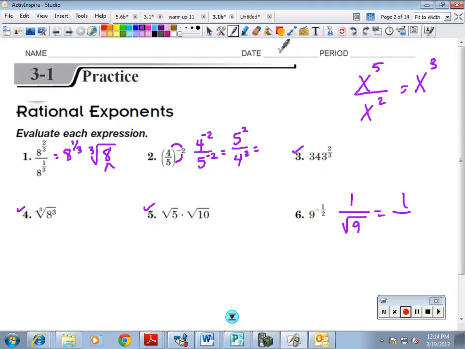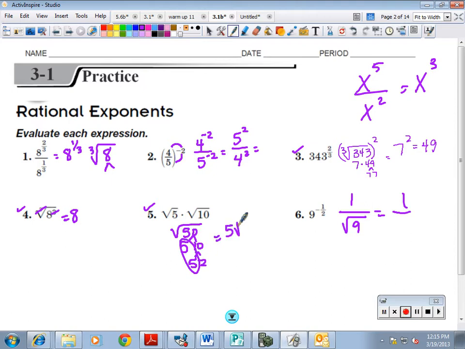Homework. These are the ones that I have not gone over yet. That'd be the cube root of 343 squared. That's 7 and 49. 7 and 7. I'm looking for groups of 3, so it would just be 7 squared, which is 49. The 3's actually cancel out and just give me 8. That's the square root of 5 times 10, which is 50, which is 5 and 10, which is 5 and 2. So that's 5 square root of 2, and that's just 1/3.